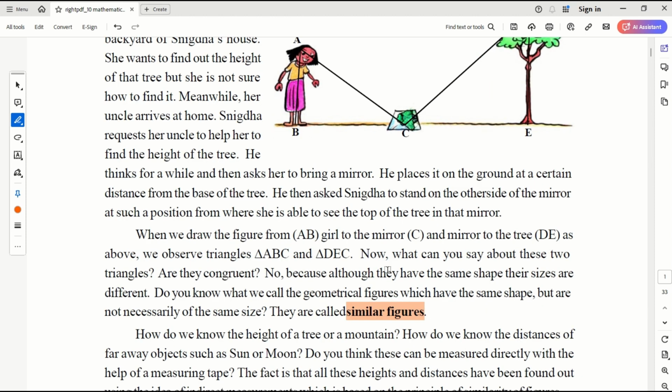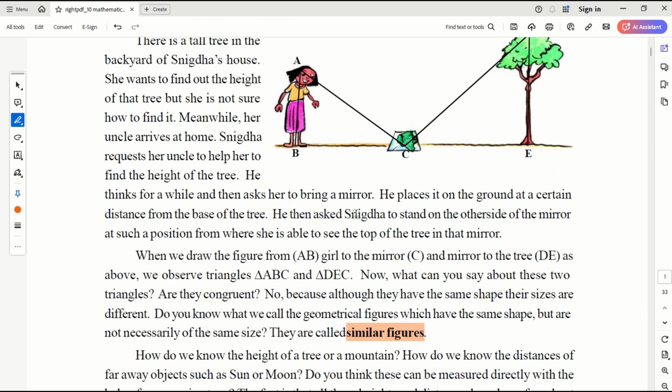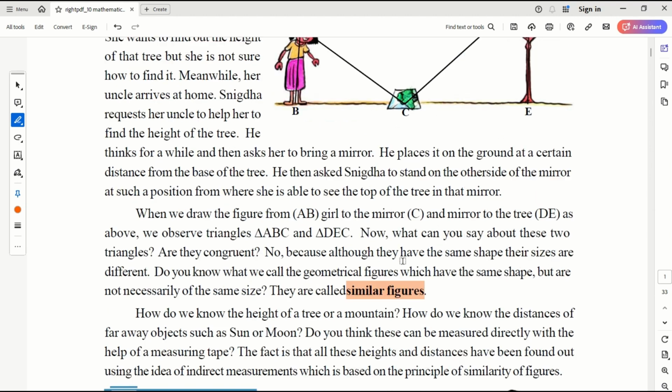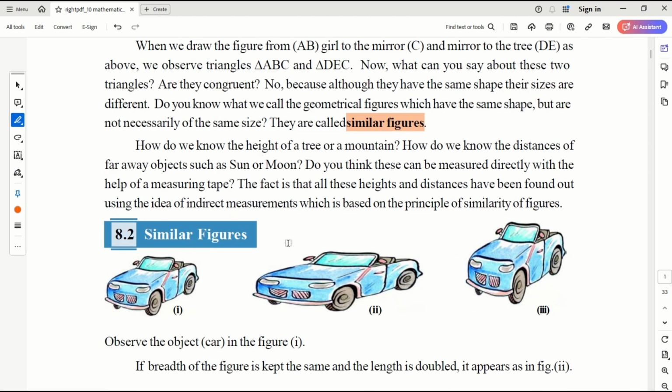They are similar figures, and let's learn the similarity rules which are required to tell that two figures are similar. This is the method which our ancestors used to measure the distance between sun and earth, moon and earth, and all these things. So let's learn the concept.